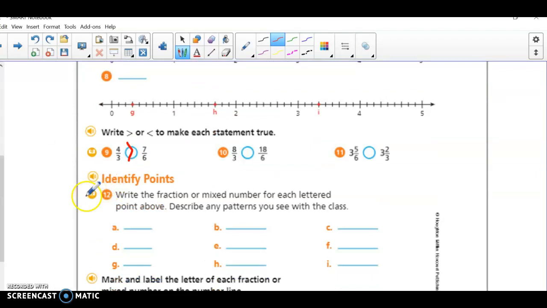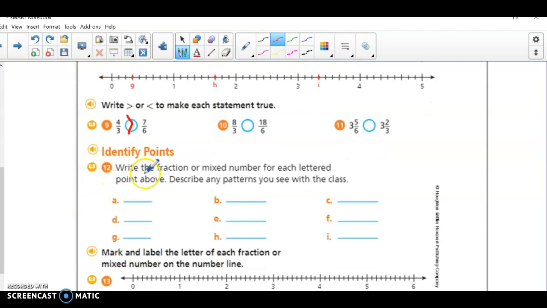Okay, we have 2 more, 12 and 13. Write the fraction or the mixed number. So once again, if you want to challenge yourself, try and do both. For each lettered point above, describe any patterns you see with your class.